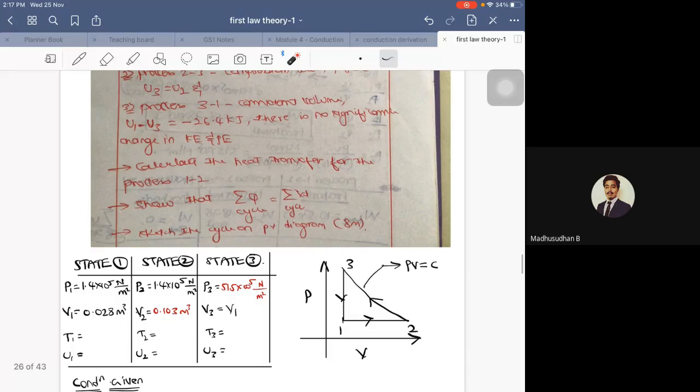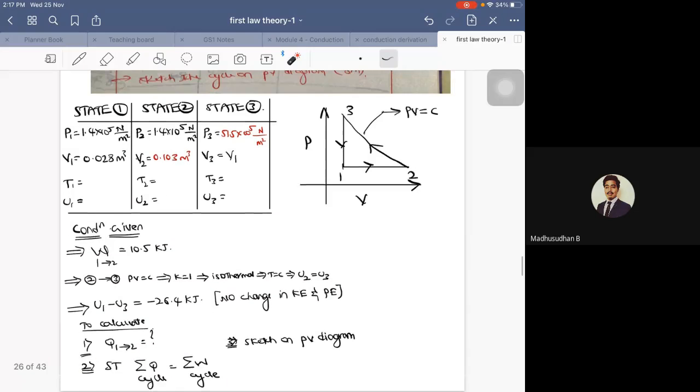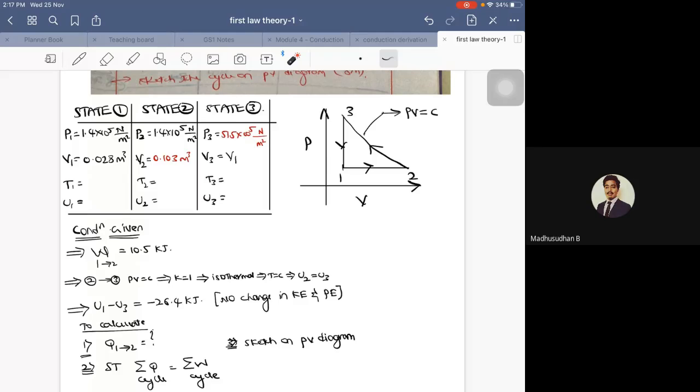W1 to 2 is given. Yes, W1 to 2 is given. You can observe here it is 10.5 kilojoules. So which process is W1 to 2? Isobaric. The second condition is given from 2 to 3. He says PV is equal to constant. So if PV is equal to constant, it implies that the value of K is 1. If K is equal to 1, then it is an isothermal process.